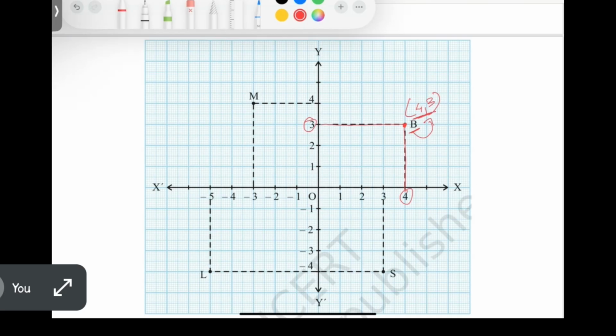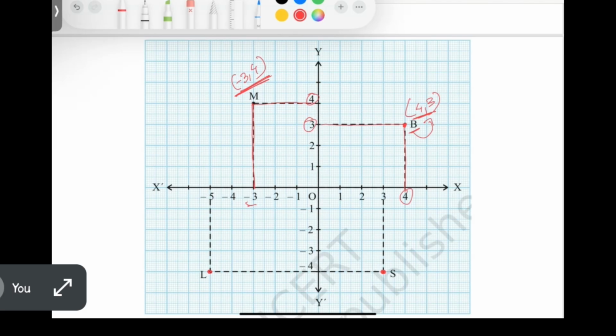Likewise, what about m? What's the coordinate of m? In this case, I need to start with x here. X is how much? If I go down towards x, x is minus 3. And y, if I go towards y, is 4. So the coordinate of m is nothing but minus 3 comma 4. So you check and find for this one and for this one. I'll leave that for you.